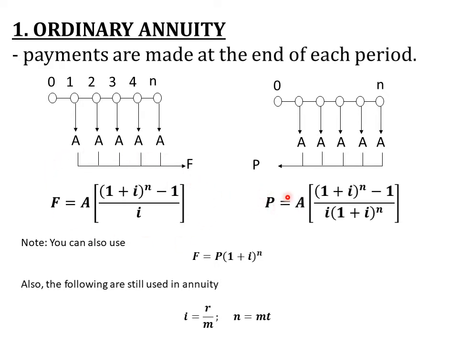For example, if you are given the present amount, you can directly use the compound interest formula, F equals P times (1 plus i) to the power of n. Also, the types of interest in compound interest are still usable here, wherein i is equal to r over m and n is equal to m times t. So if you apply it in the formula for the future amount and the present amount, i is again r over m, and n is m times t.